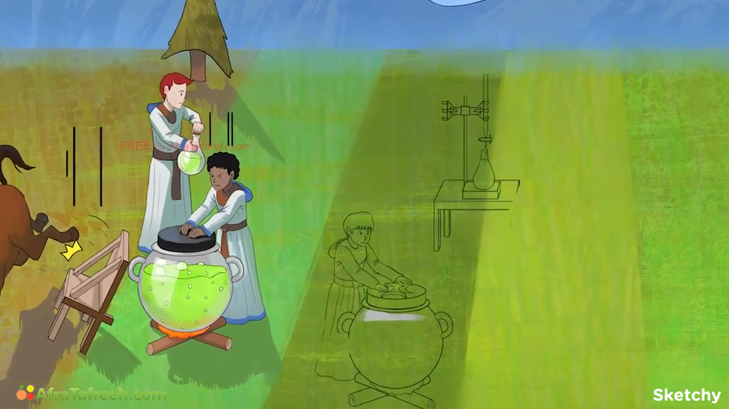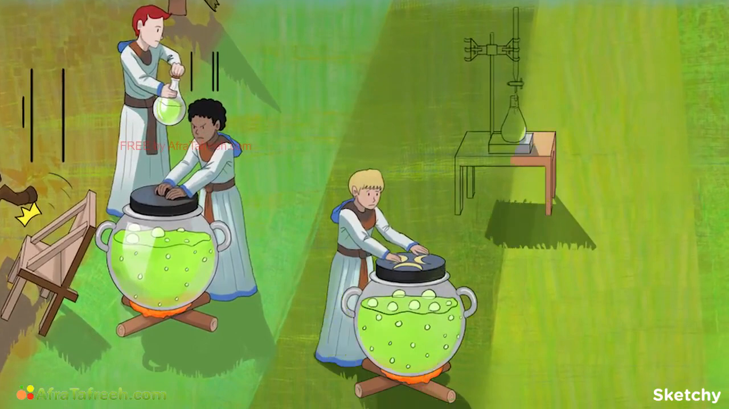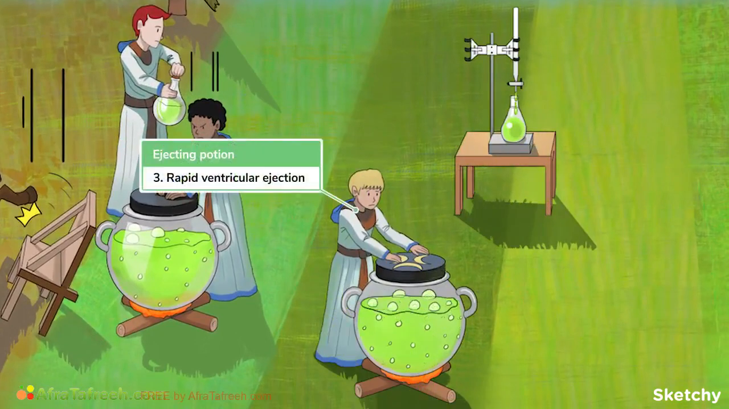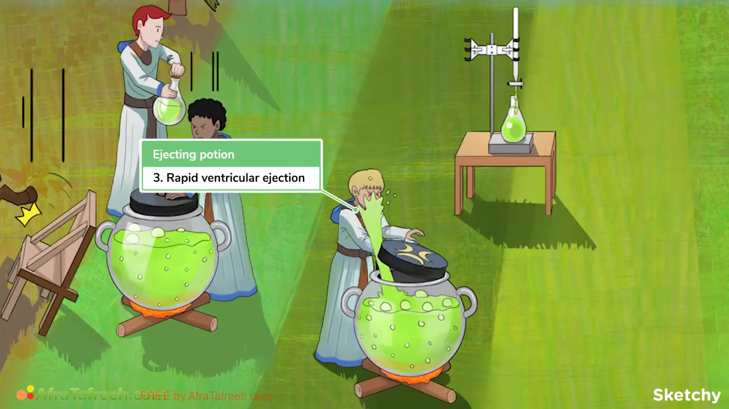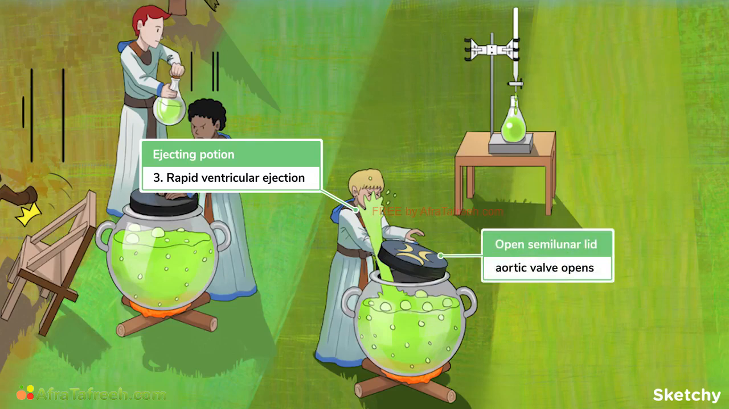The third phase of the cardiac cycle is rapid ventricular ejection, during which the left ventricular pressure will exceed the aortic pressure. As soon as this happens, the aortic valve will open and blood will be rapidly ejected into the aorta.